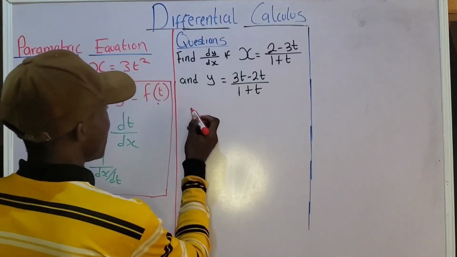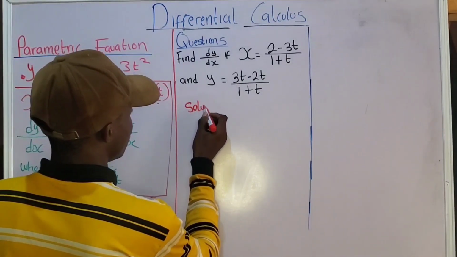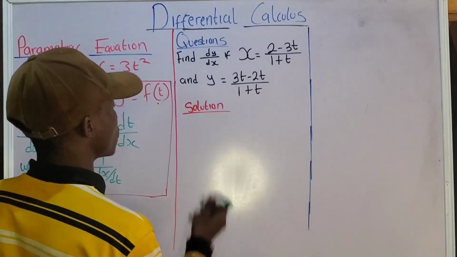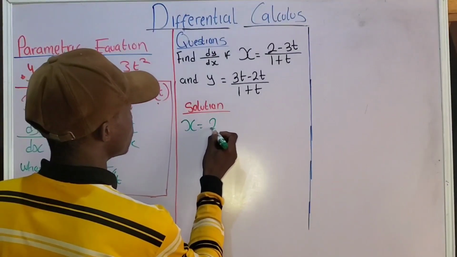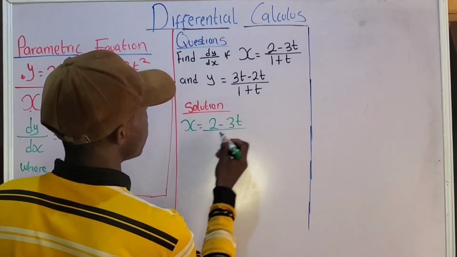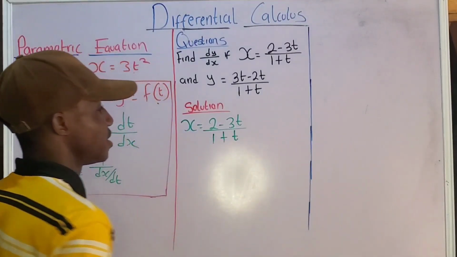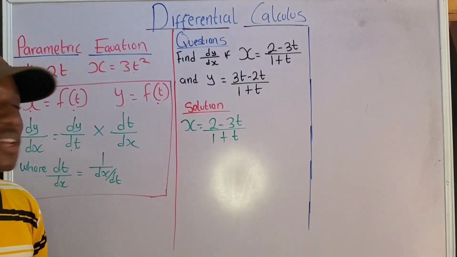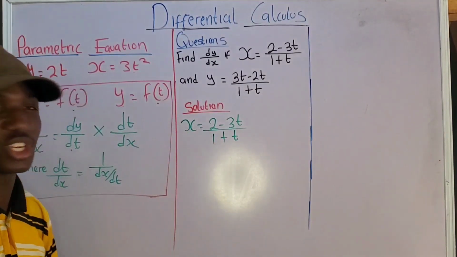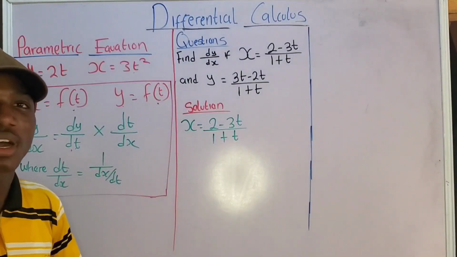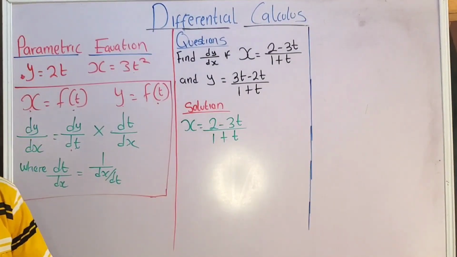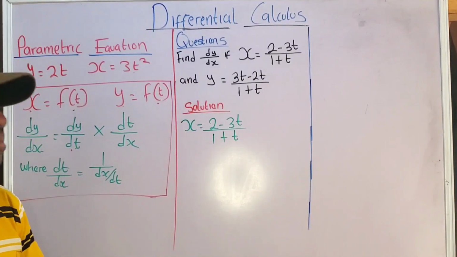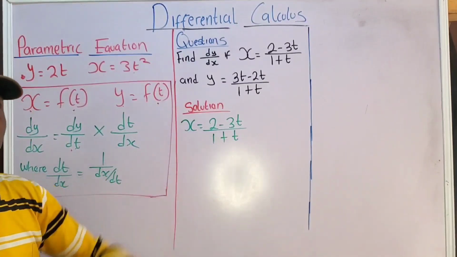Please pay attention. Now we have x equals (2 minus 3t) all over (1 plus t). Now, I want you to do something for me. In differentiating x, which rule are we going to use? In our previous class we've learned many rules. We have product, chain, quotient, even implicit. Which method are we going to use to differentiate this function?